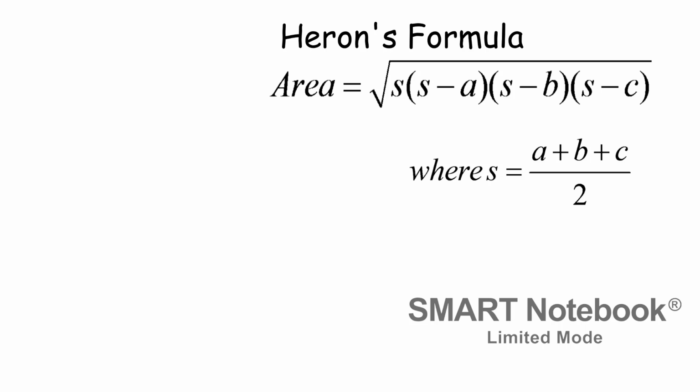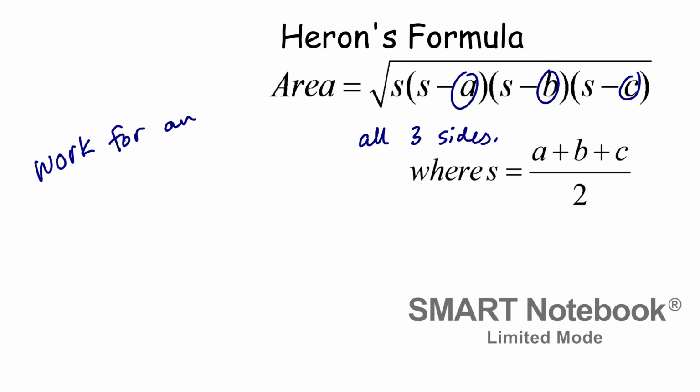So let's break this down a little bit and at least recognize that I have A, B, and C. These are all 3 sides because they're all lowercase letters in a triangle. So what that tells me is that this is going to work for any side side side triangle. Anytime we have all 3 sides, we're going to be able to work with this formula.